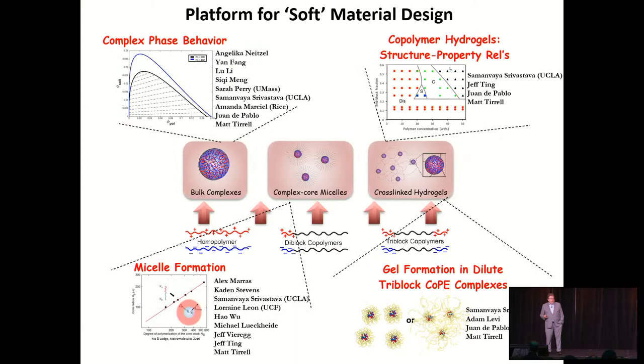So what I've tried to convey is that polyelectrolyte complexation makes a wide variety of interesting materials. Bulk complexes, complex core micelles, cross-linked hydrogels, and we, along with many of my colleagues here in the audience, have worked on this over the last decade. And I think there's still life in this to pursue both new physics and new materials and potentially new biology.